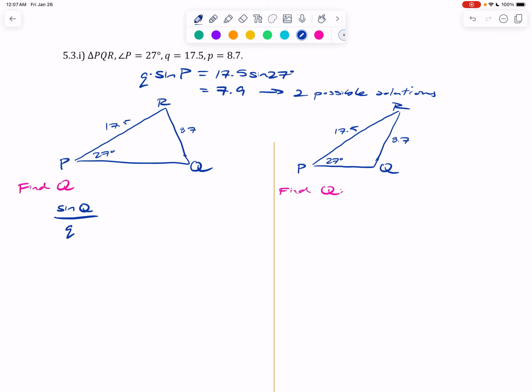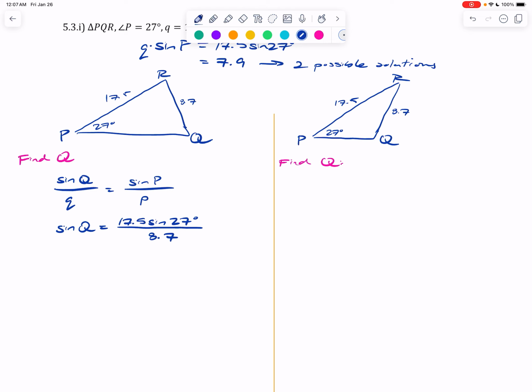Hopefully you set this up using sine law. Sine Q over 17.5 equals sine 27 degrees over P, which is 8.7. Sine Q is like 0.918 and some change, but that doesn't matter. So angle Q, you should be getting a value of 66.0 degrees.